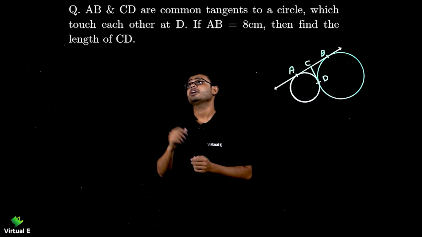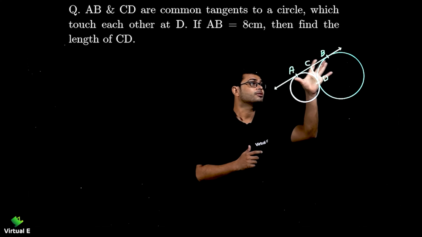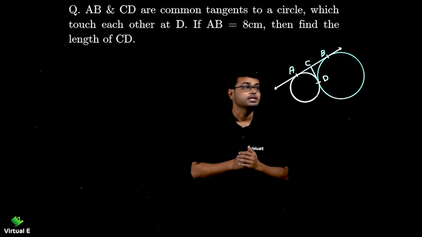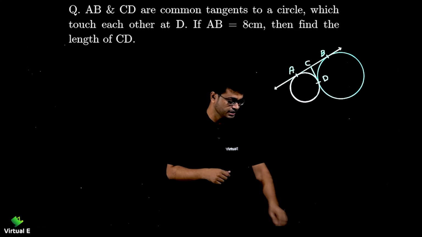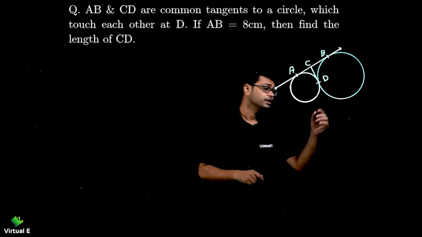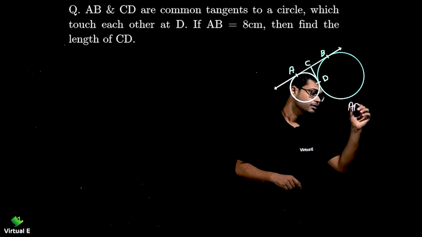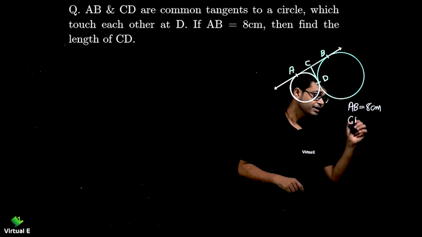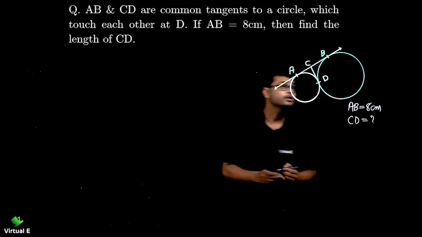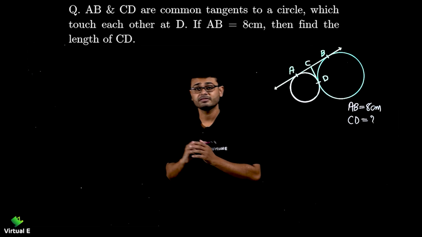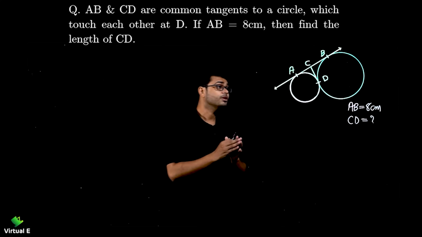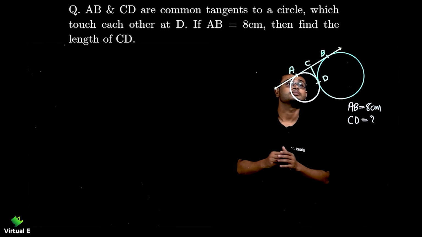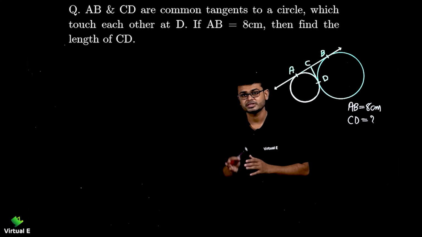If AB is equal to 8 centimeters, then find the length of CD. Let's write first of all what's given over here: AB is equal to 8 centimeters, and we need to find the value of CD. How shall we do that? No diameter is given, no radius is given, and I think we don't even need that. Just tangents, and we will be able to solve this sum.